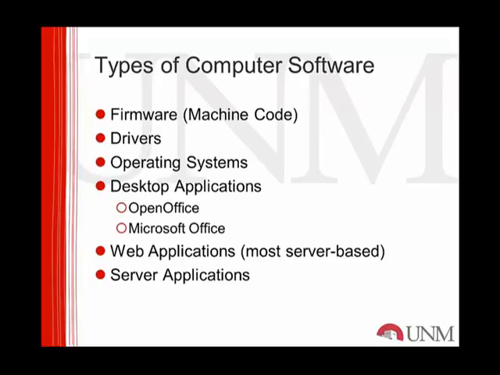Your operating system is next. That's the basic platform upon which all of your application software runs, and servers and personal computers both have operating systems. Server operating systems are designed for multi-user access, whereas a desktop operating system is designed for essentially one person to use the system. You have your desktop applications like Microsoft Office, and those are either open source like OpenOffice or they're commercial.